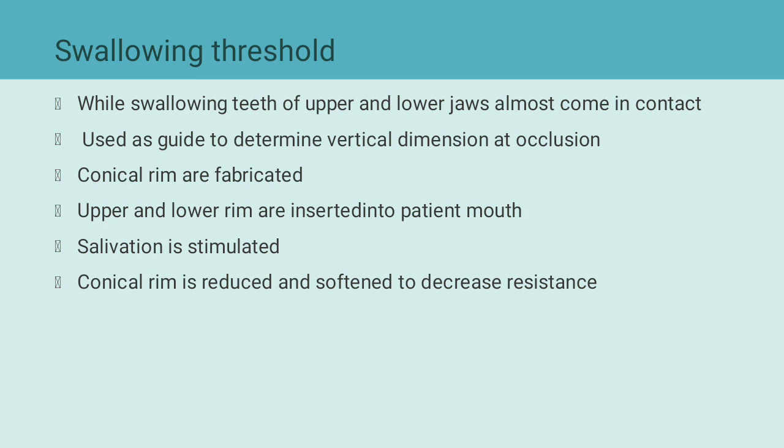The next one is the swallowing threshold. While swallowing, the teeth of the upper and lower jaw almost come in contact. It is also used as a guide to determine the vertical dimension at occlusion. Here, a conical shaped rim is fabricated in the upper and lower rims, then inserted into the patient's mouth. Salivation is stimulated, and then the next step is that the conical rim is reduced and softened to decrease the resistance, so the denture can easily sit in the patient's mouth.